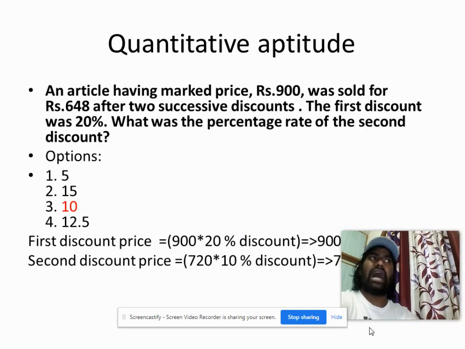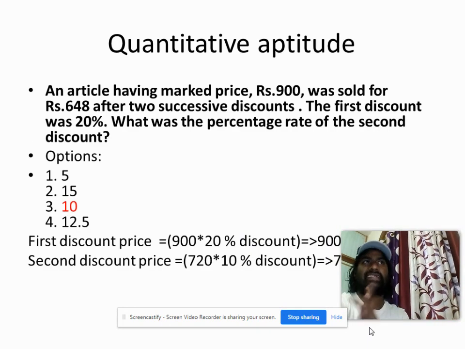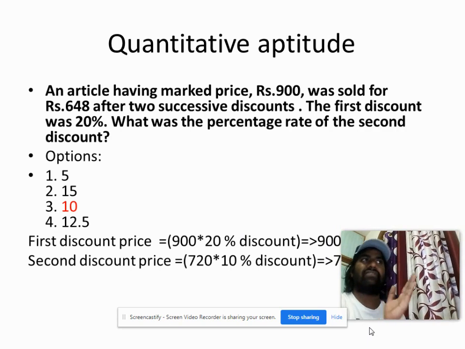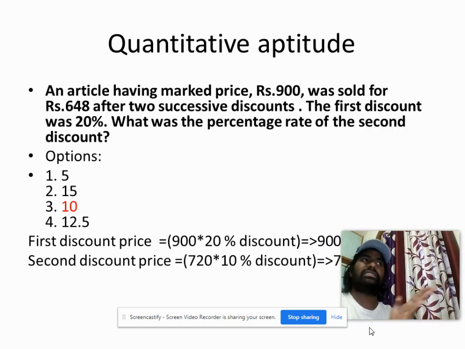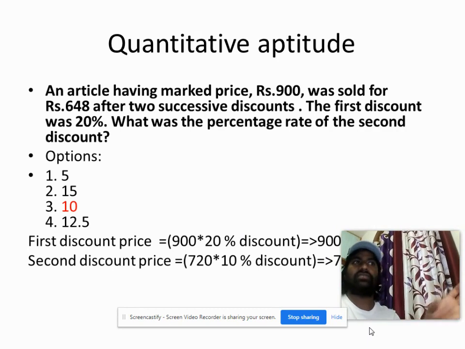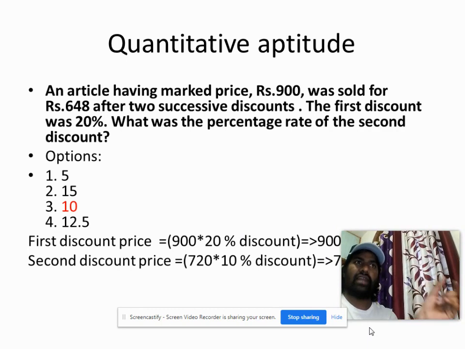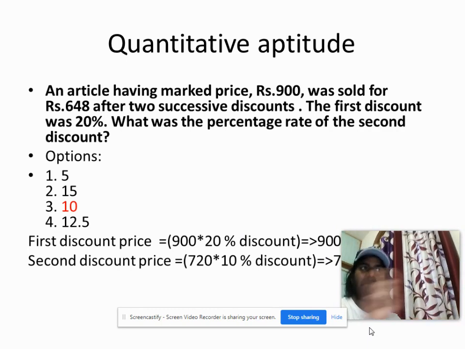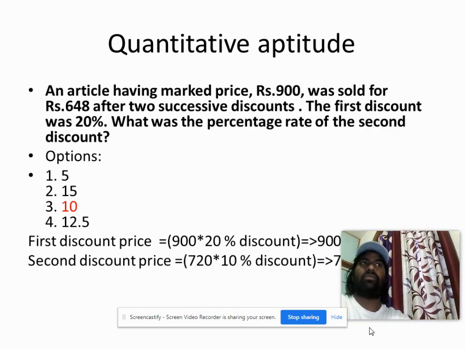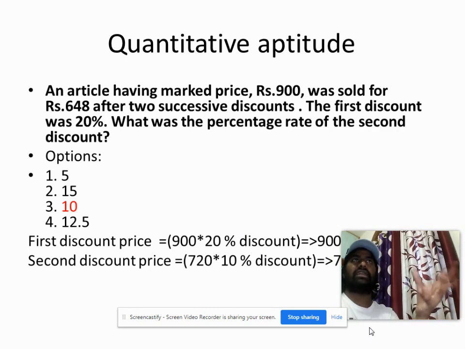An article having marked price rupees 900 was sold for 648 after two successive discounts. The first discount was 20%. What was the percentage rate of the second discount? Guys, you might have seen that I have marked the answers in red, and I might have written the explanation in the below part itself, so that you understand with a bit of a brief explanation.